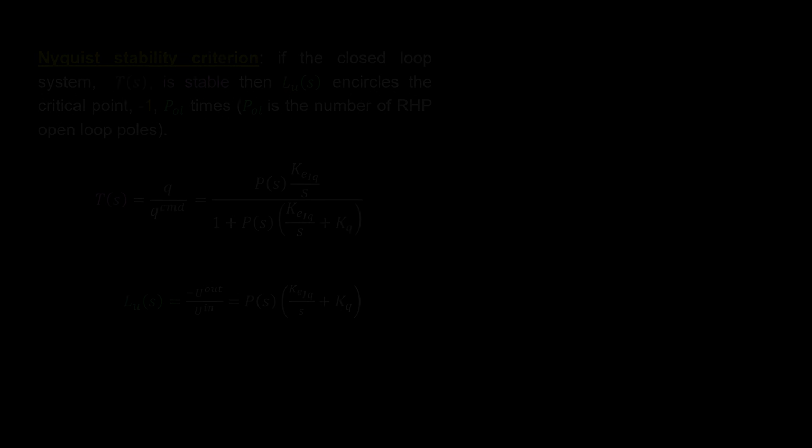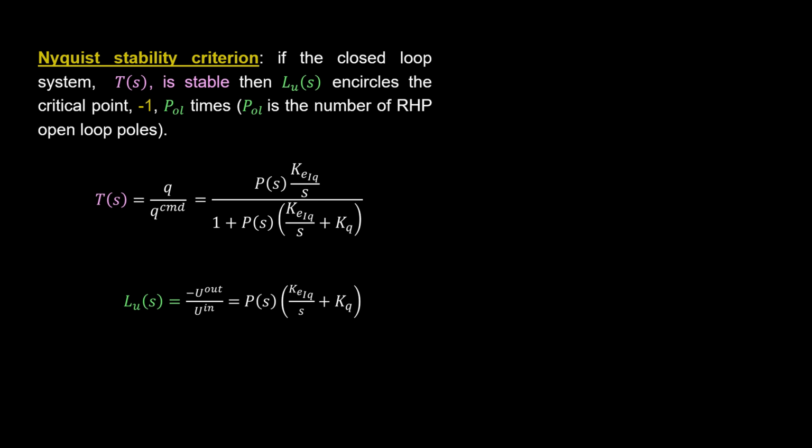To assess robustness, we use classical stability margins. Toward this, we're going to generate a series of Nyquist diagrams. Now, for an open-loop stable system, the Nyquist stability criterion says that the closed-loop system T is stable if the loop gain Lu, evaluated along the Nyquist contour, which encloses the right half plane, encircles the critical point -1 p times, where p is the number of right half plane open loop poles.